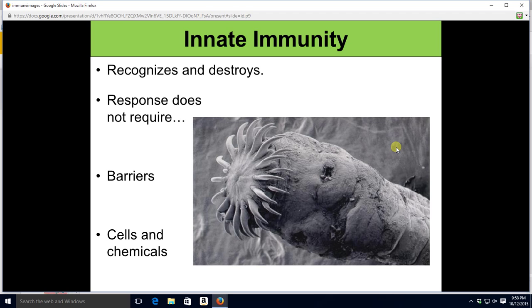So overview, innate immunity recognizes and destroys foreign things like that weird looking parasitic worm right there, but the response doesn't require any specific recognition. And the downside of this, of course, is it's not going to result in any memory or in any adaptation, any improvement. And we're going to talk about both barriers as well as cells and chemicals.